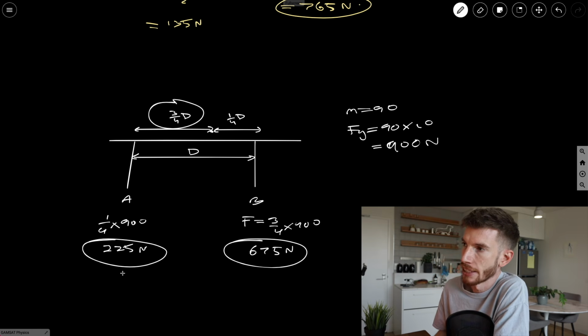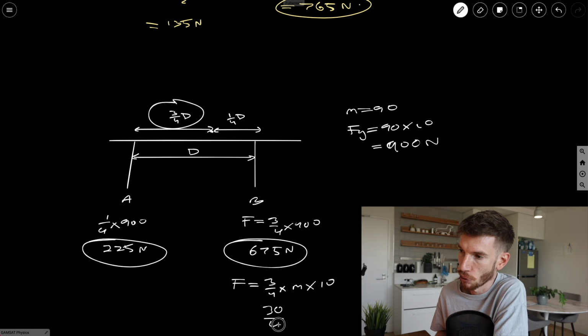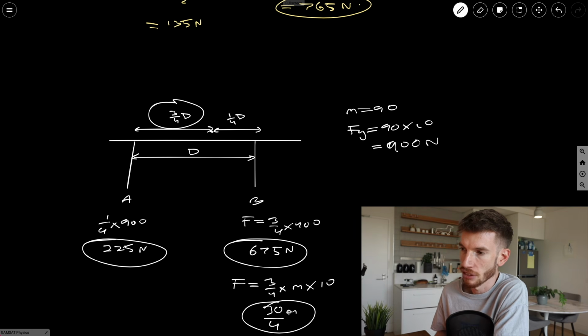So if they didn't give you the mass, then you would just know that the force would be 3/4 times their weight, which was mass times 10. And you can simplify that and get 30 over 4m. And you can start creating equations as well, right?